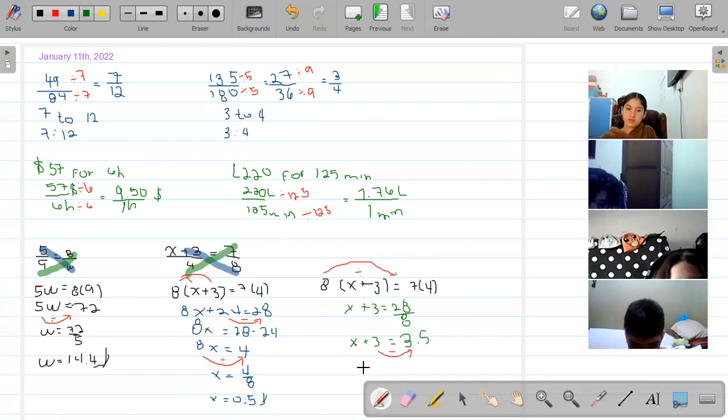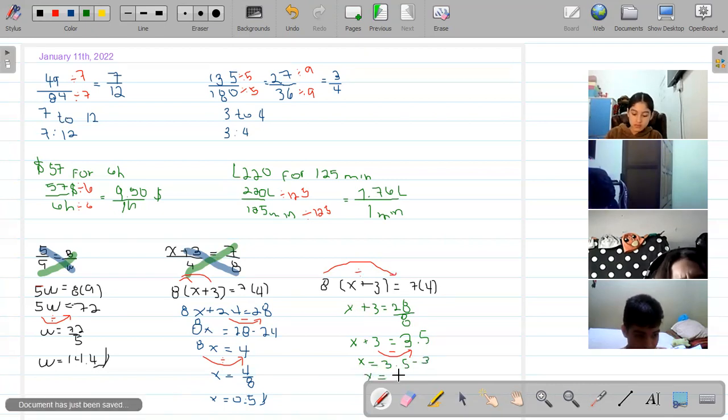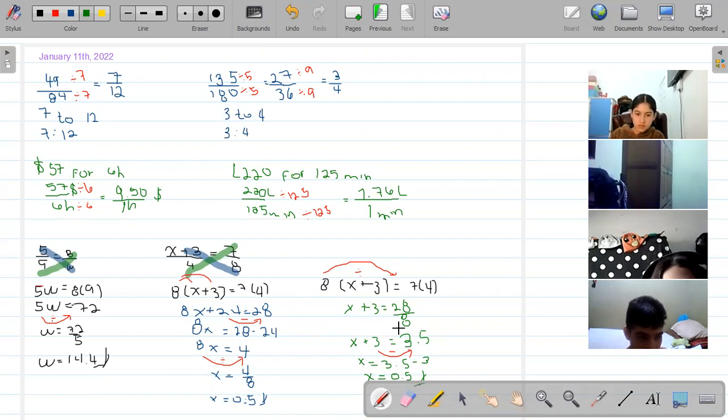Subtracting. And I get that x is equal to 3.5 minus 3. So x is equal to positive 0.5. And you see how it doesn't matter. I got exactly the same answer. Different methods, same answer. You can use whichever method you want.